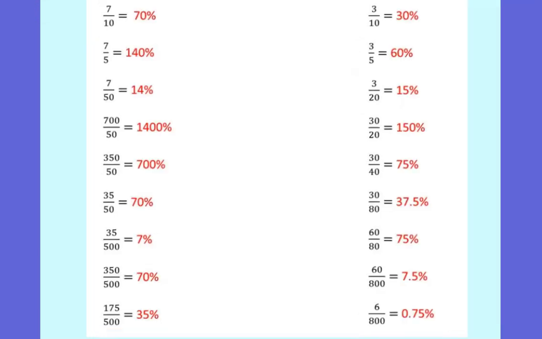Okay, these were the answers I was looking for. 70%, 140, 14, 1,400, 770, etc. Please pause the video and mark your work. Notice that some of these have got decimal places in them. For example, 30 over 80, I could have divided top and bottom by 8, which would give me 30 divided by 8.